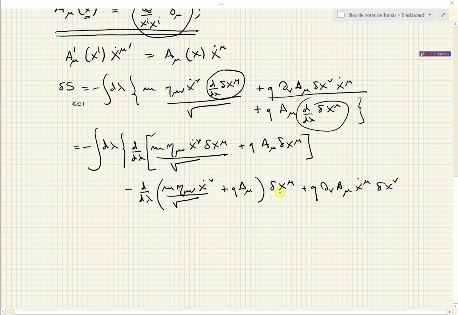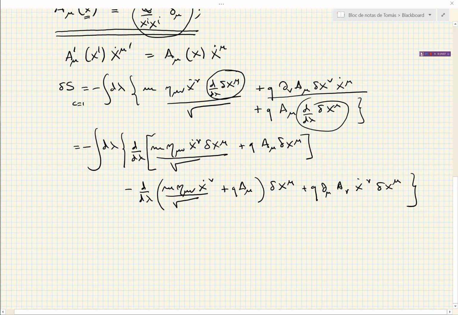Okay, just because I have delta x mu here and I want to have the same thing, let me interchange mu and nu in this expression. So this will be partial mu of A nu, and here this will be nu and mu.